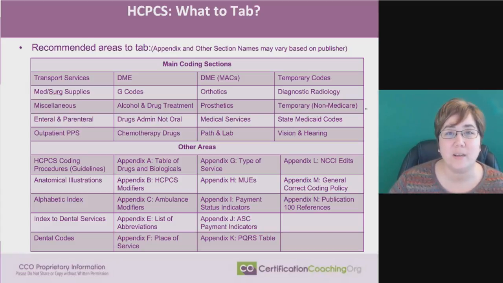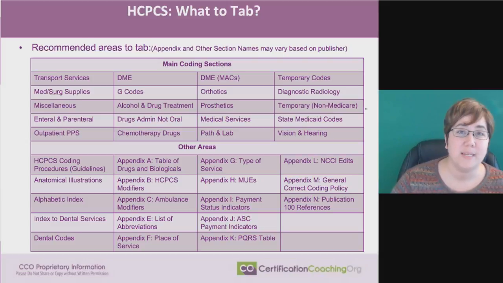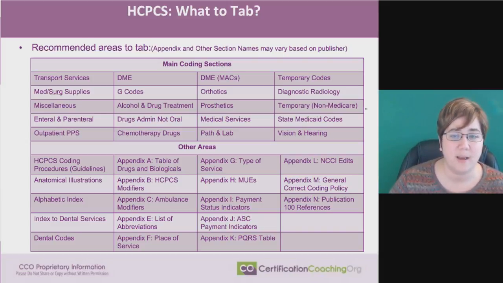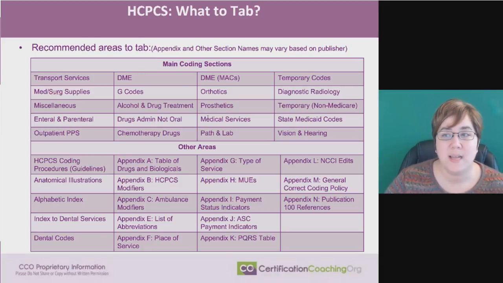What other areas do I tab? Well, I tab my guidelines. I tab my anatomical illustrations, the alphabetic index. These other appendices, now this is based on the AAPC's HCPCS book. That's whose HCPCS book I happen to use. If you use a different publisher, their appendices may be in a different order. They may have different information in them than my book does.